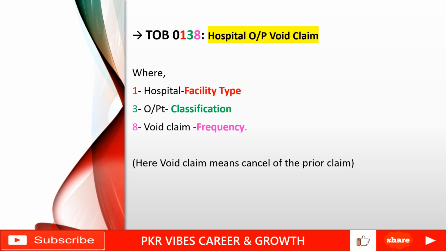Okay guys, now we are discussing type of bill 138, which is nothing but hospital outpatient void claim. The first digit 1 tells about the facility type, hospital, and the second digit 3 tells about the classification of type of care, which is outpatient claim. The last digit, or third digit, 8 tells about void claim status. A void claim is nothing but cancelling a prior claim. If you are cancelling a prior claim, it is a void claim.